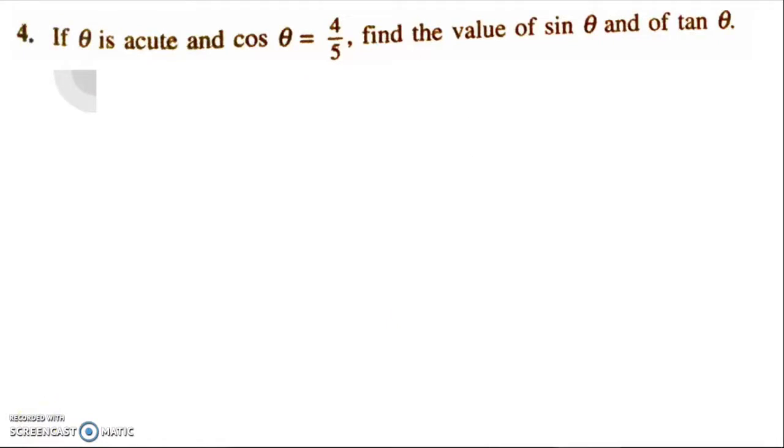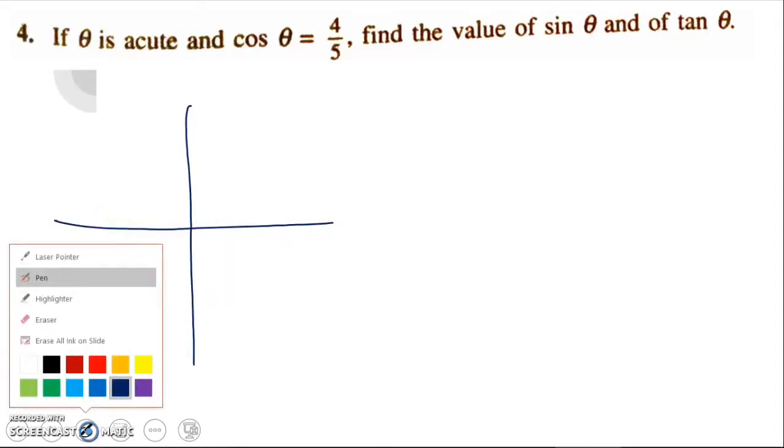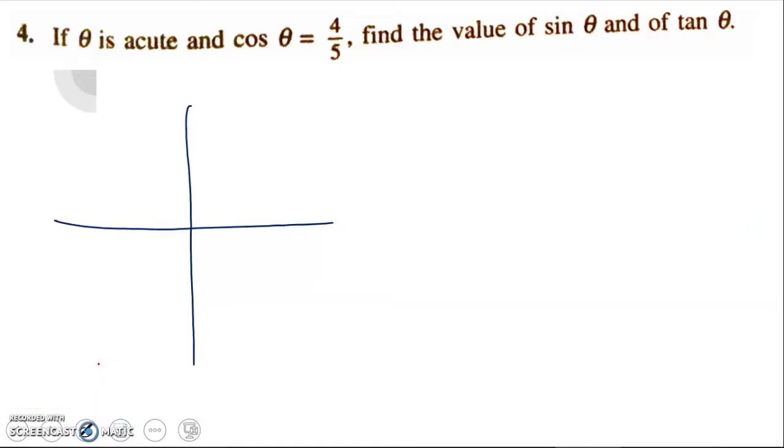Alright, number 4, I've got your theta. Your angle is going to be acute, and it's going to have the function of cos for 4 over 5. Find the value of sine and tan. Okay. Alright, so let's go ahead and make our model. We know it's going to be acute, so it's going to be from 0 to 90 degrees, or less than 90 degrees. And it doesn't really matter how, so here's my acute angle, right there. We know we have to label that theta.